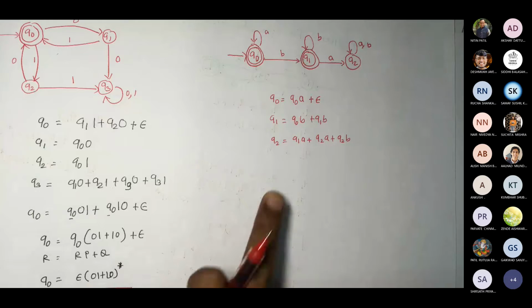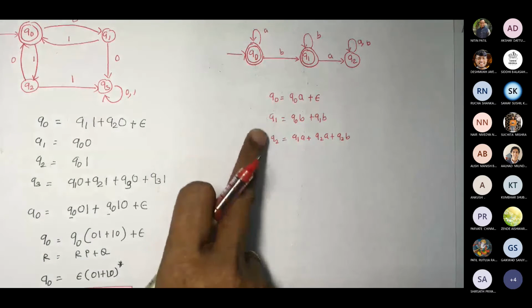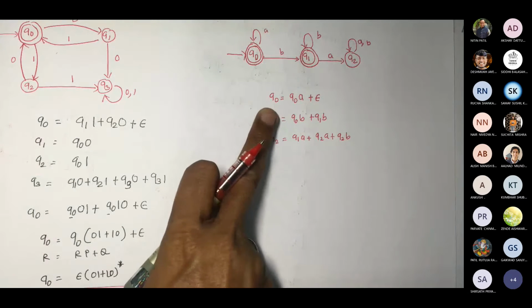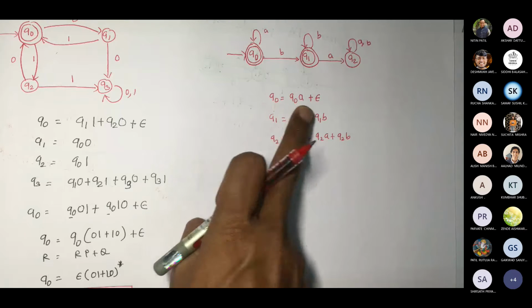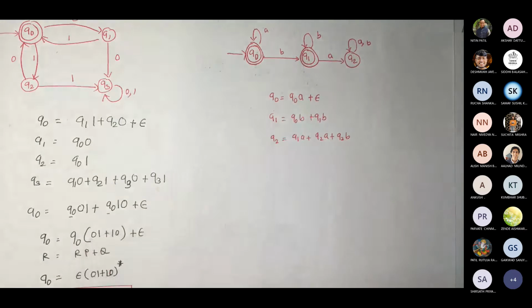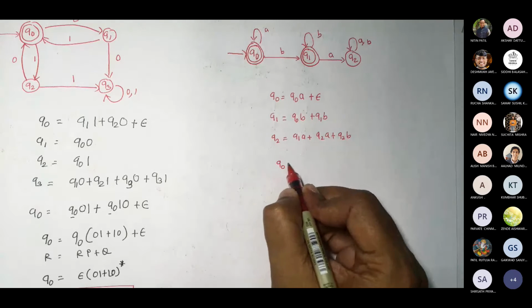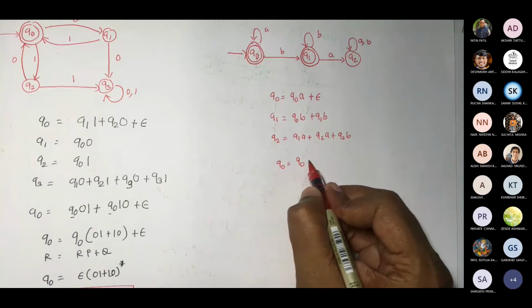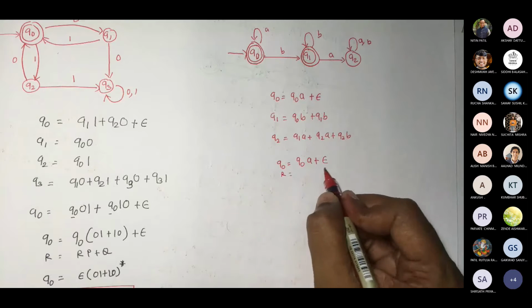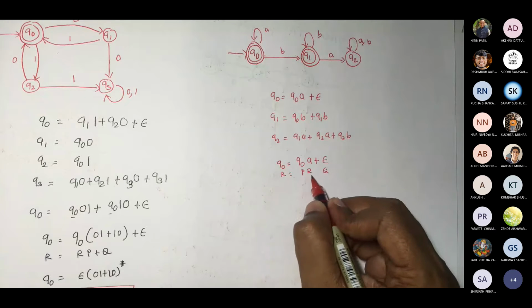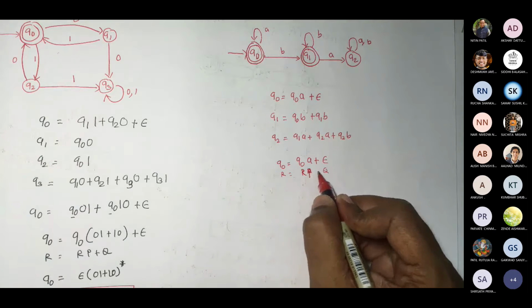No. Why? Because Q2 is not used in either of them. Fine. Now you can solve this directly. R equal to Q plus RP. Is that fine? Q0 equation. What would be Q0? Q0 equal to Q0A plus epsilon. So it is like R equal to Q plus, sorry, RP.